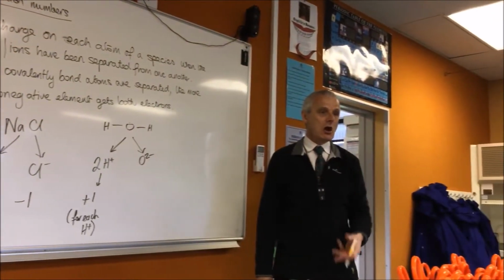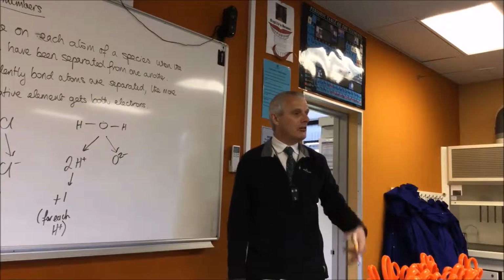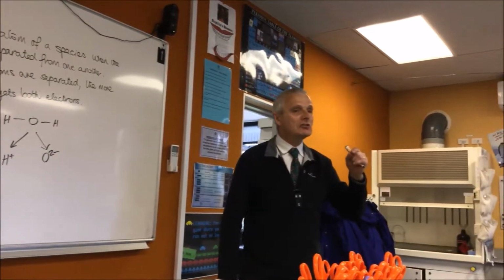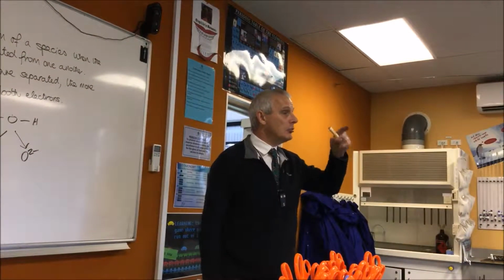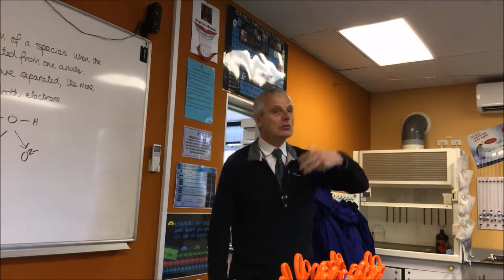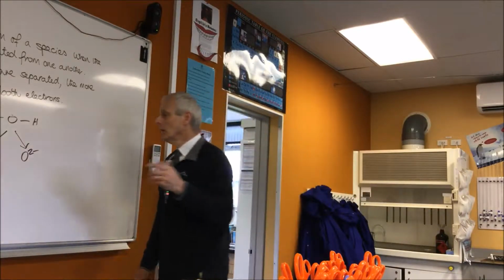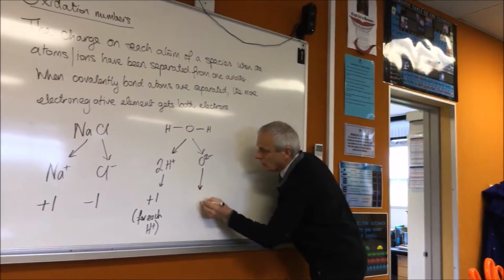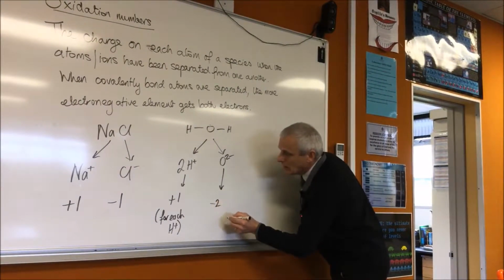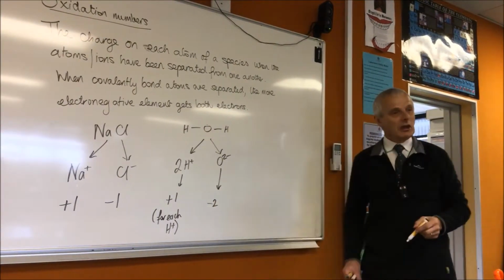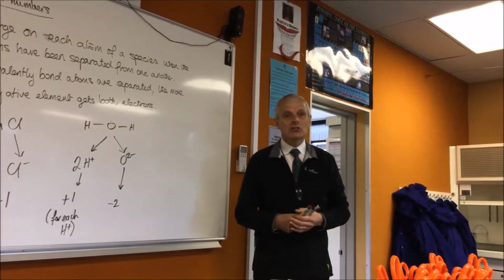If you've got a whole load, say you've got something with 5 hydrogen atoms in, we're only interested in the oxidation number that each one has, not the total sum of them, just each one. And for oxygen, this would be -2. So that's how the oxidation numbers work.